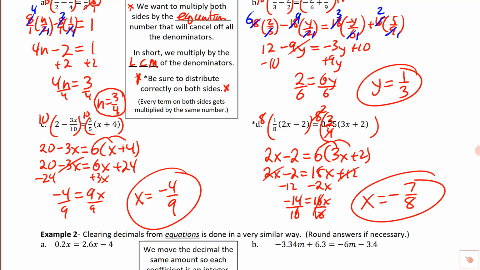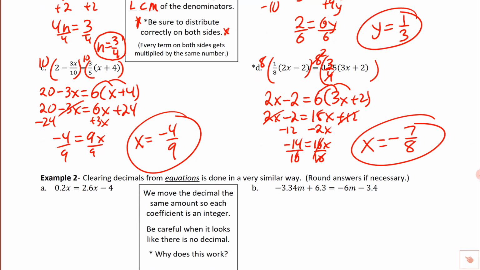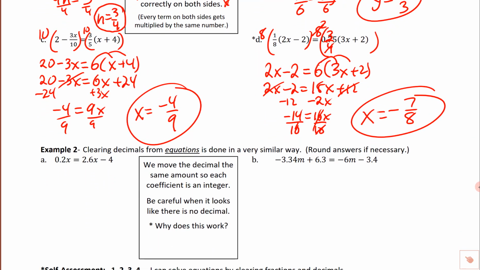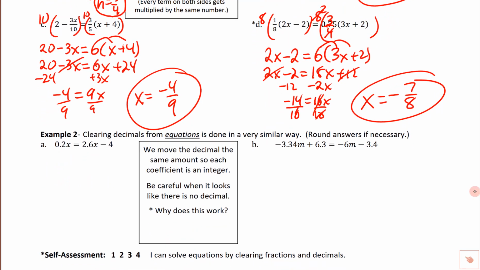Okay, now we're going to look at this last type of problem. We've dealt with fractions a whole bunch. We kind of get that. Now we're taking a look at this, and it says, clear decimals from the equations, and it's done in a very similar way. So again, I'm going to circle this. Remember, you can only do this with equations. And then it says round your answers if necessary.